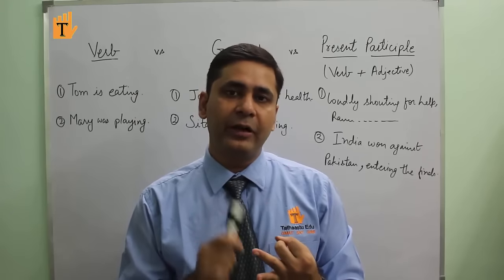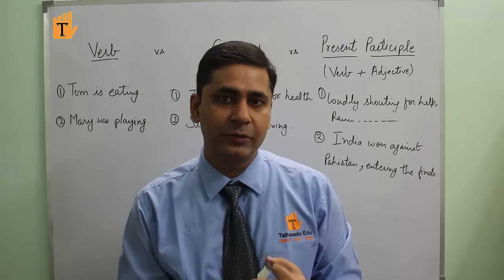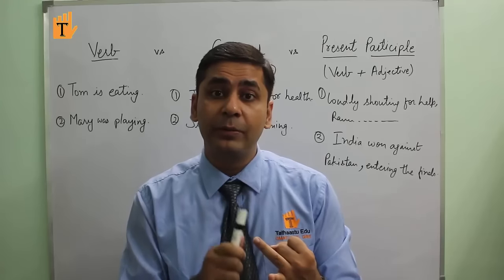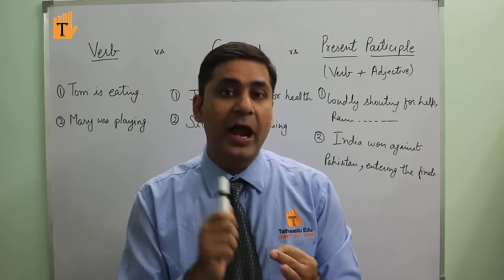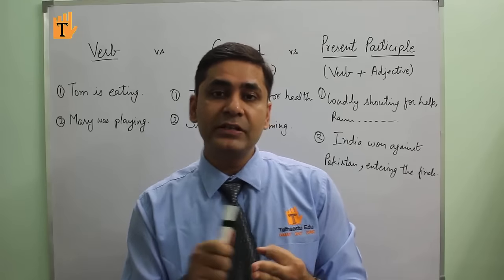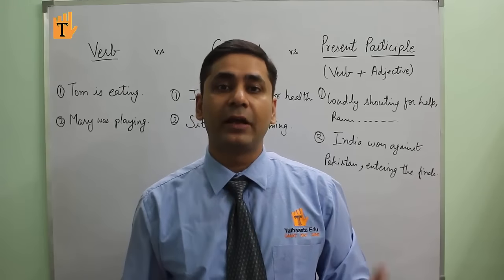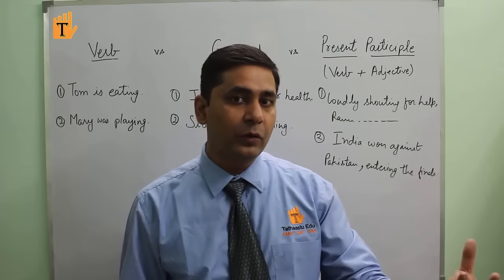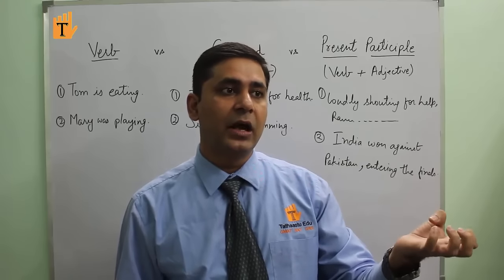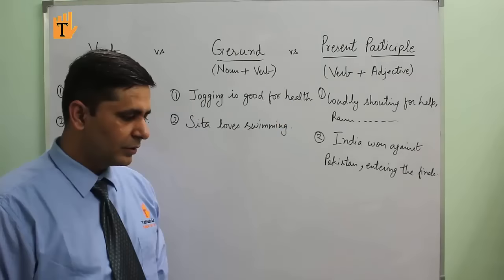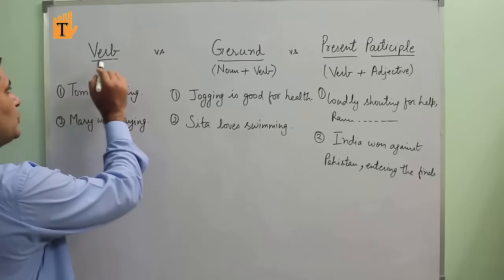Today I'm going to help you out with three different definitions which are very confusing for a lot of aspirants. For example, verb is the first thing, then gerund and present participle. All these three end with ing. Since they end with ing and come in sentences very frequently, many times we get confused about what particular role that word ending with ing is playing, whether it is a verb, gerund, or present participle. So the first one is verb.